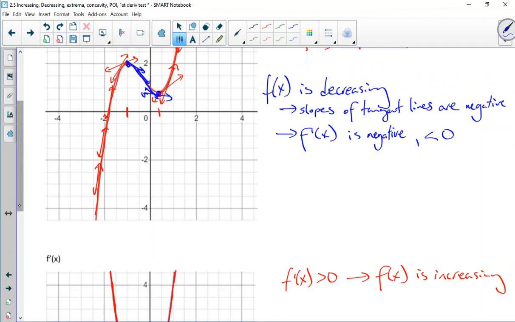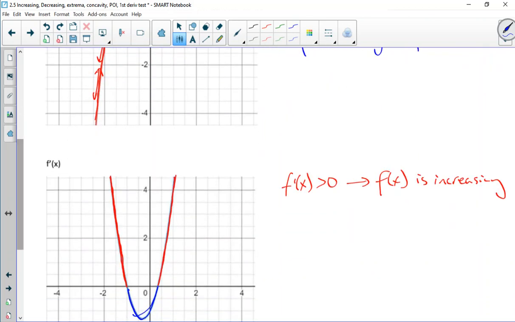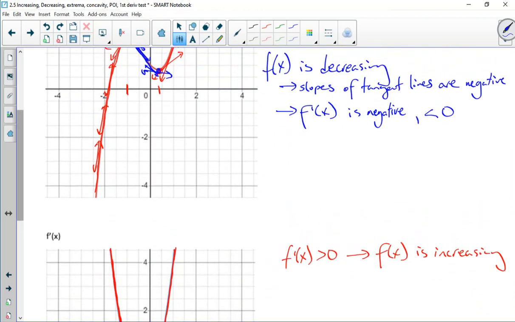And so we'll do the same thing for the derivative as well. There's the negative part right there below the x-axis. I'll just have it here so we can see them both.